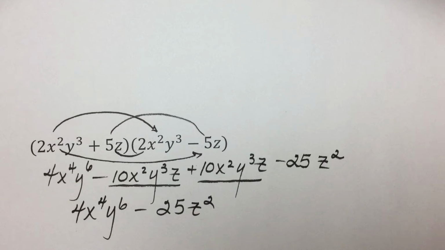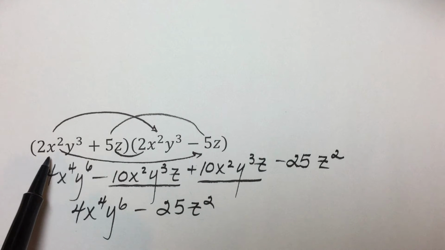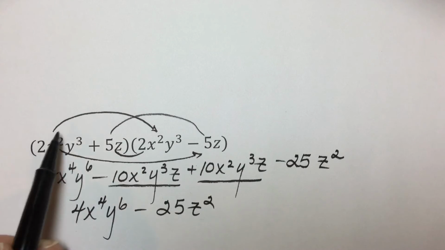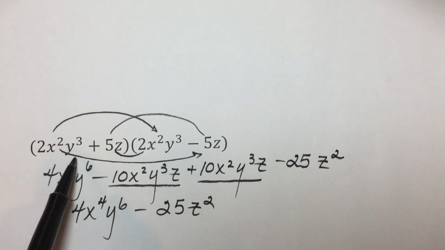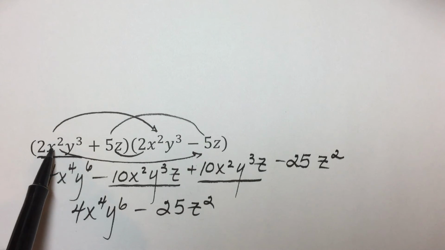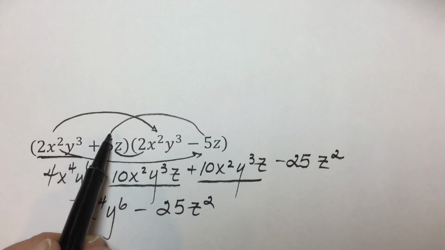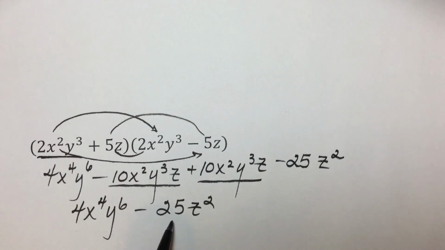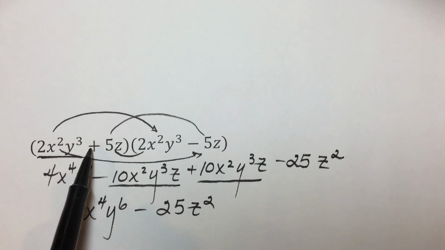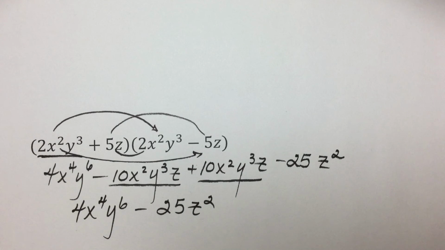To save ourselves the steps here with the FOIL, since the O and the I cancel out, we could have multiplied the first two terms together, which is essentially that first term squared. 2x squared y to the third times itself is 4x to the fourth y to the sixth. And square the last term, 5z squared is 25z squared. And the minus coming from a positive times a negative, to save ourselves a couple steps, resulting in what we call difference of squares.